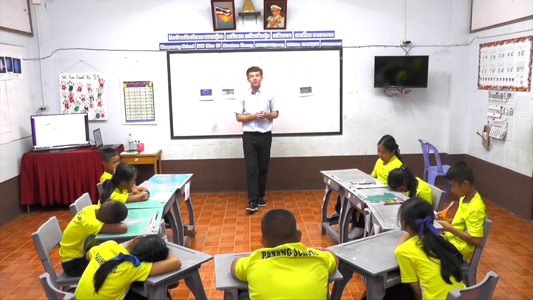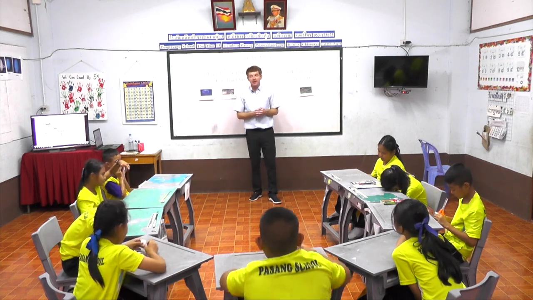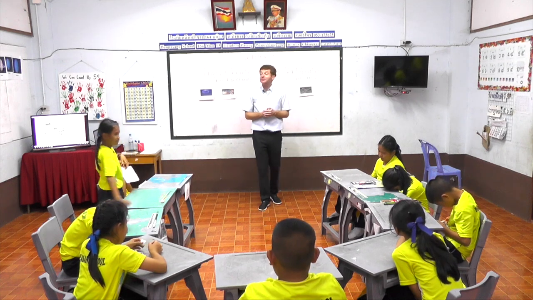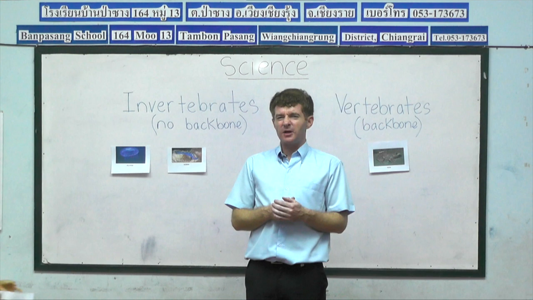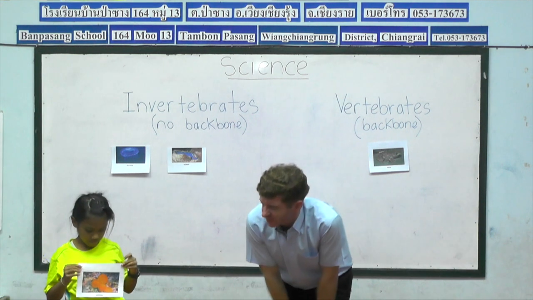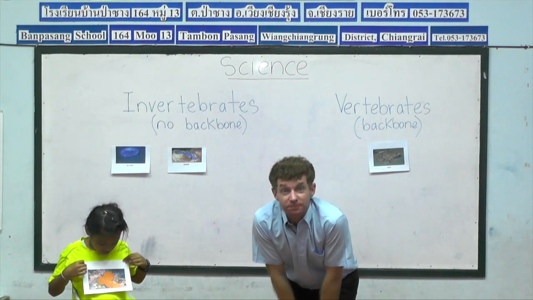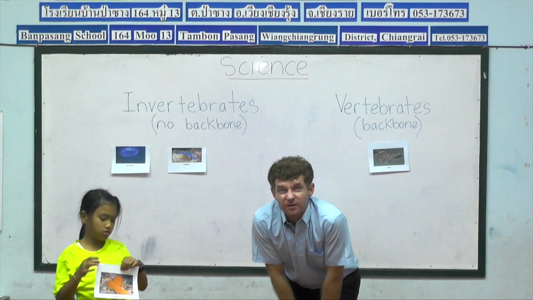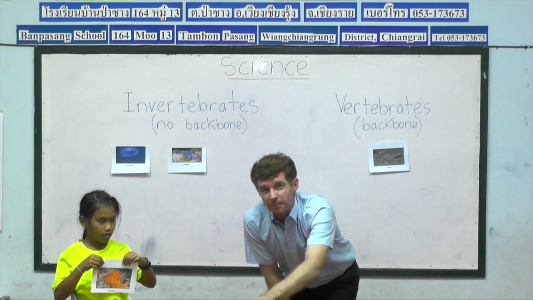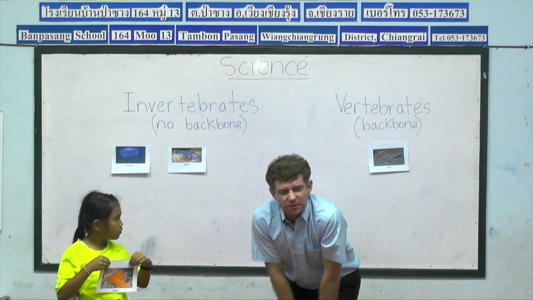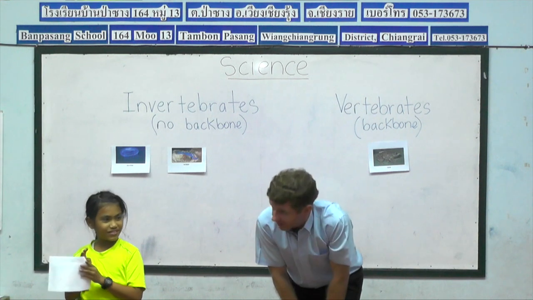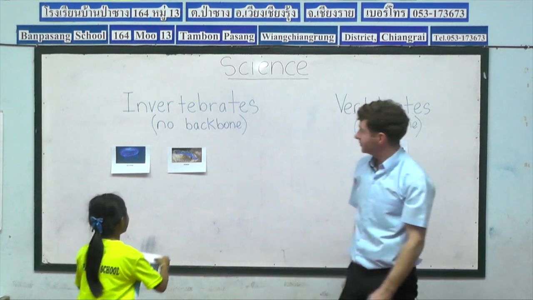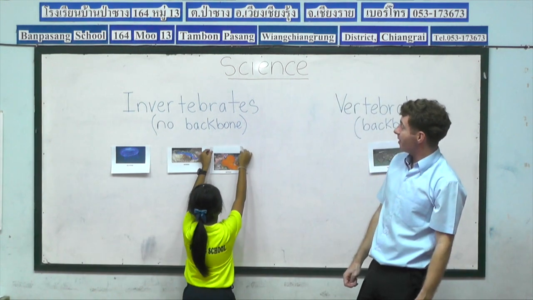Okay, let's open our eyes, guys. Who has the picture now? Pak Bung, please come and join me at the front. This is a funny looking animal. Can anybody remember what this is called? Sponge. Yes, sponges live at the bottom of the sea. Now, do we think they have a backbone? No backbone, correct. So if they don't have a backbone, we'll place them in our column here.